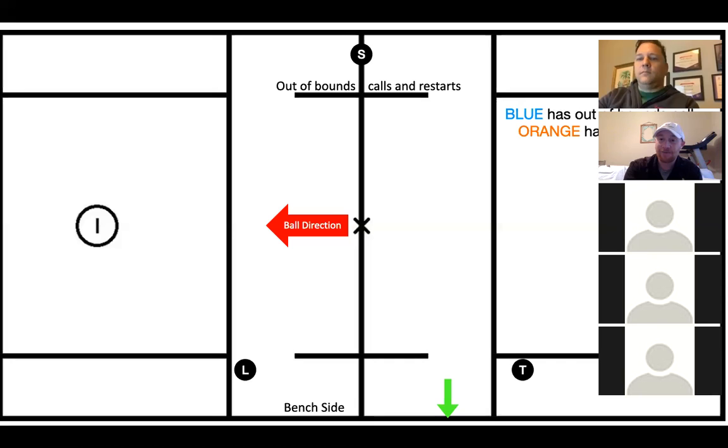The ball goes out of bounds at the green marker. I want you guys to tell me who has the out of bounds call and who has the restart. So in this instance, who has the out of bounds and who has the restart?